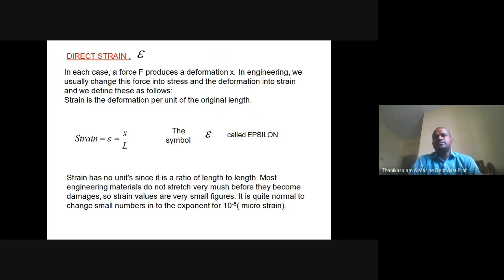Previously, we discussed two stresses: one is compressive stress, another is tensile stress. These two stresses are called direct stresses. Why are they called direct stresses? We can see directly, based on the force acting, whether it is compressive or tensile. Compressive stress equals compressive force divided by area of cross section. Tensile stress equals tensile force divided by area of cross section.